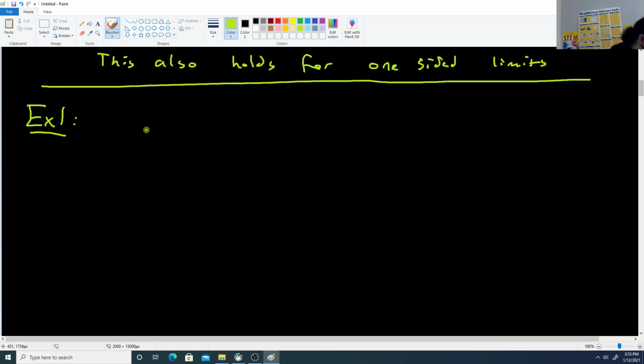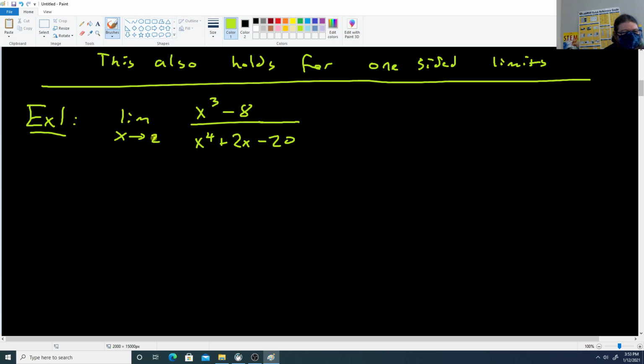So the first example is we're going to look at the limit as x approaches 2 of x cubed minus 8, all over x to the 4th plus 2x minus 20. First, these both appear to be continuous functions, so we're going to try plugging 2 in and see what the limit approaches. If I put 2 into the top, 2 cubed is 8, and 8 minus 8 says the top is approaching 0. If I put 2 into the bottom, 2 to the 4th is 16, plus 2 times 2 is 4, so 16 plus 4 is 20, and 20 minus 20 is 0. So we are in the form 0 over 0.